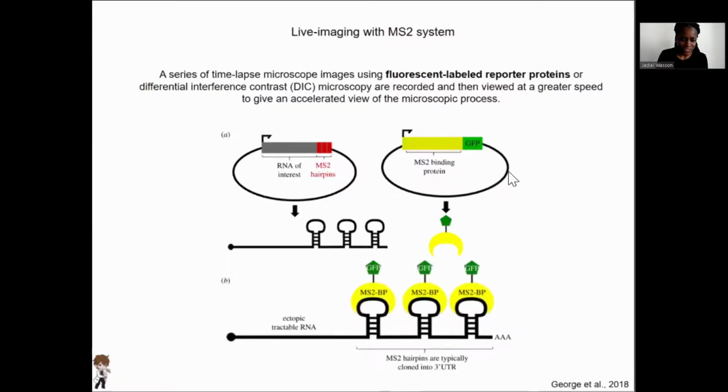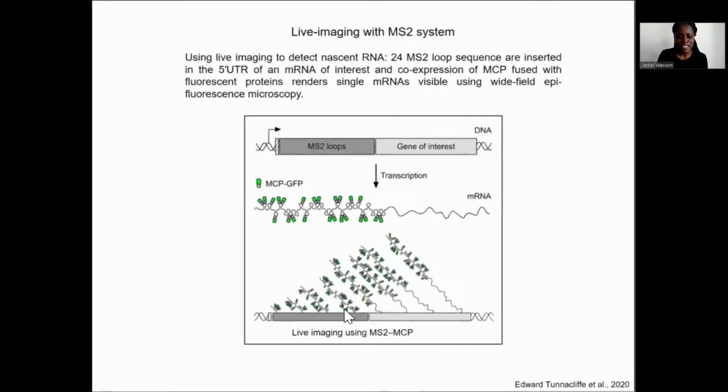So there you have it. And you can see that this is a very clever way to do live imaging of active transcription in your cells. So you have your target mRNA with the MS2 hairpins, and you have your MS2 GFP binding protein. And the more transcription you get, the more GFP expression gets localized to those transcripts.